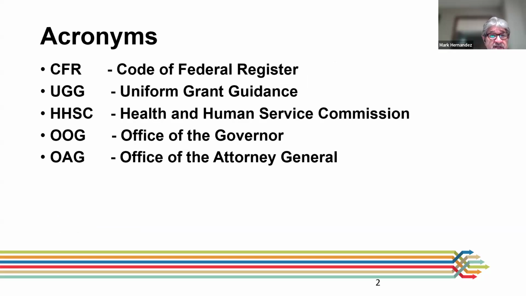So our acronyms are pretty much the same as yesterday's. We have the 2 CFR, so the Code of Federal Regulations. You'll see a lot of people call them that, the Uniform Grant Guidance. They just shortcut it instead of the 2 CFR Part 200, and then the long name for all of the parts to grants in that sense. A lot of them shorten it to just the Uniform Grant Guidance. And then we have HHSC, the OOG, and the OAG that could be involved in this process at the same time. So that's our acronyms.